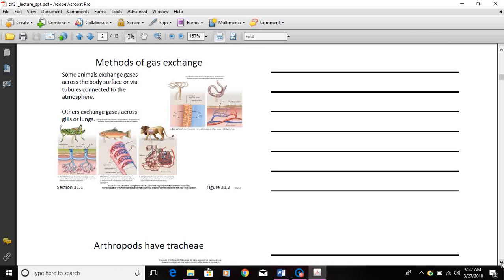Alright, so we already kind of talked about this, like methods of gas exchange, and so some animals do that via gill slits, some of them do that with air sacs, some of them do that directly with the environment themselves. And so the thing here is that the tissues or the vasculature, the blood vessels, have to come into contact with that air or with that water.